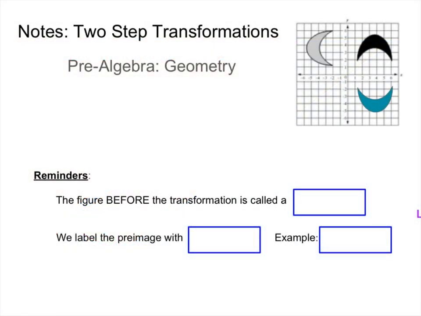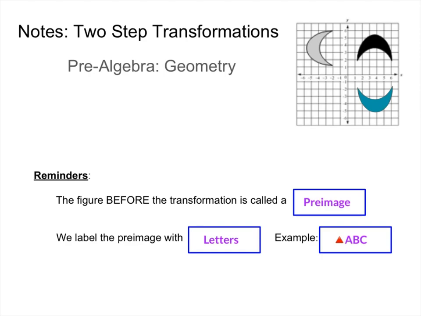Welcome back to the transformation unit. Today we're going to be talking about two-step transformations. So let's start by taking a look at a reminder we have down here that says the figure before the transformation is called the pre-image. And we label this pre-image with letters. So for example, triangle ABC.